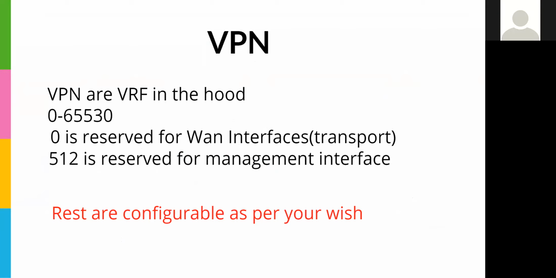Sir, just a question, like the gig ports 0/0 and 0/1. Both of them are the WAN interfaces. So they are said to be VPN 0, sir? Both the interfaces? Absolutely. Up to 7 interfaces can be part of VPN 0.